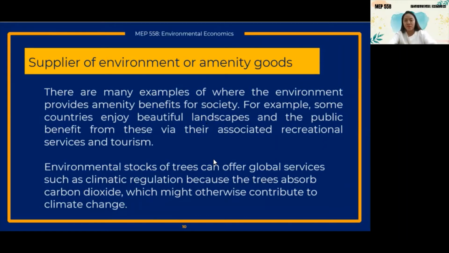So for example, Boracay, Bohol. And environmental stocks of trees can offer global services such as climatic regulation, because the trees absorb carbon dioxide, which might otherwise contribute to climate change.